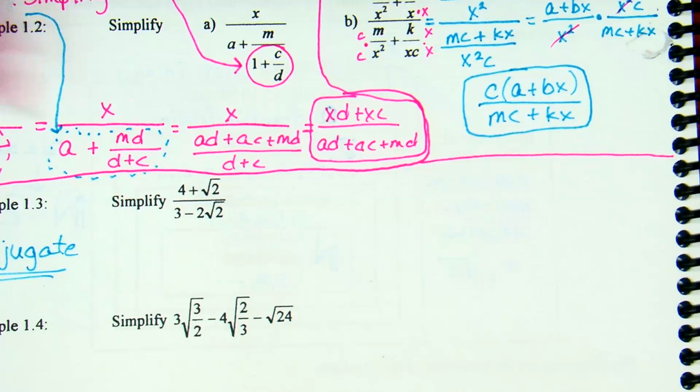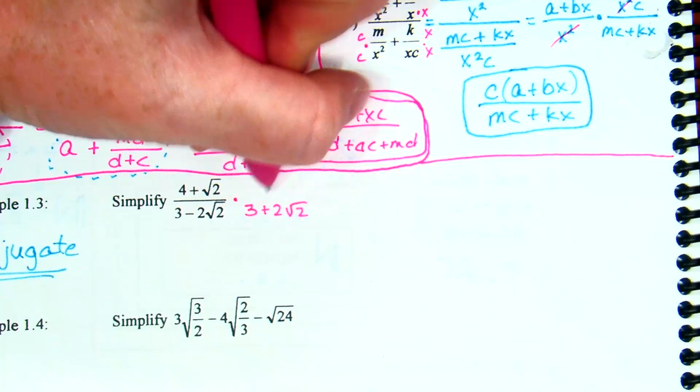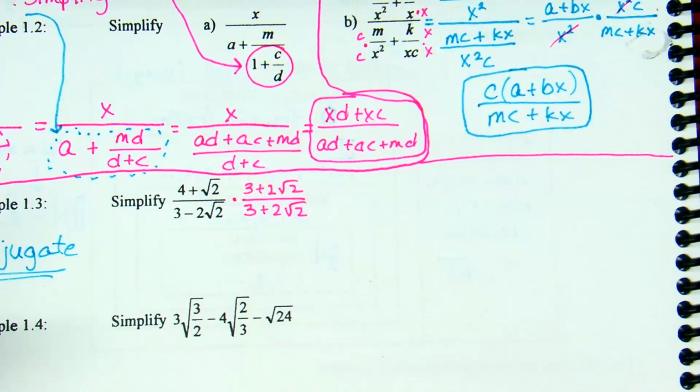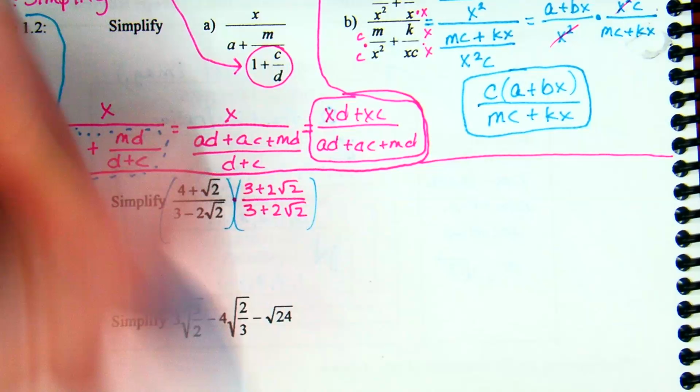What you do to the denominator, you must also do to the numerator. So we're multiplying numerator and denominator by 3 plus 2 radical 2. How are we going to multiply these guys? What's that F word? We are foiling. Okay.